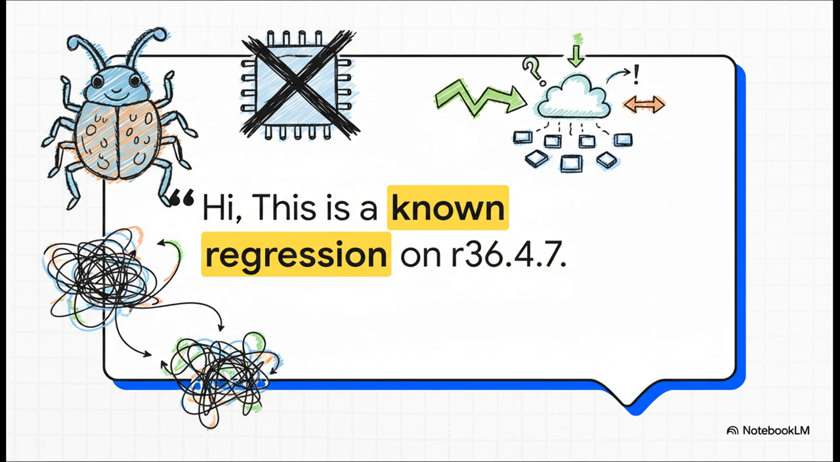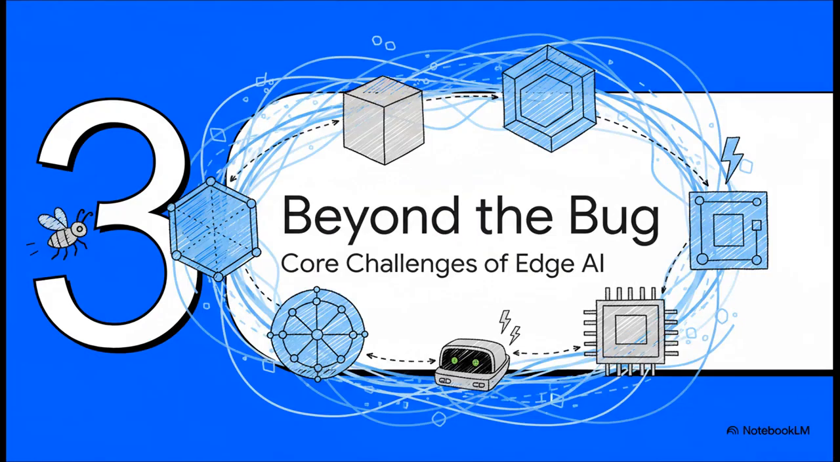So, case closed, right? Well, not exactly, because this reveal actually opens up a much, much bigger conversation. Because here's the secret. Even when there isn't a bug, running AI on the edge is just fundamentally really, really hard. So let's zoom out a bit. That bug, it was just a symptom of a much larger challenge. The real story here is about getting multiple, complex AI models to all play nicely together on a tiny, power-sipping device. And that is genuinely one of the biggest challenges in robotics and AI today.